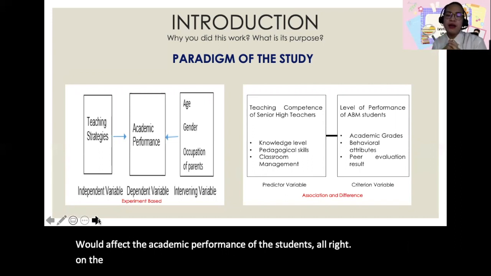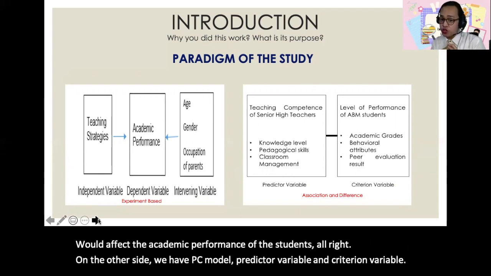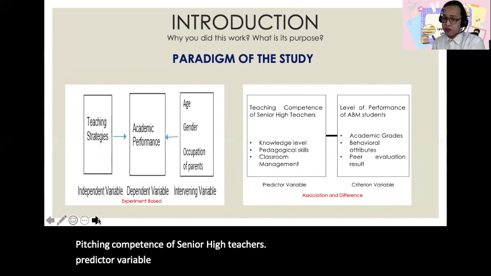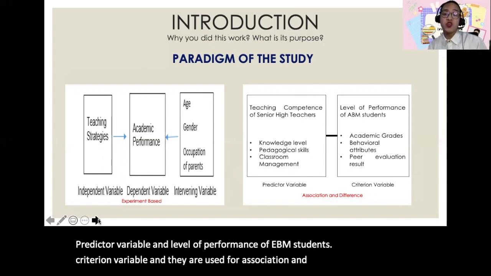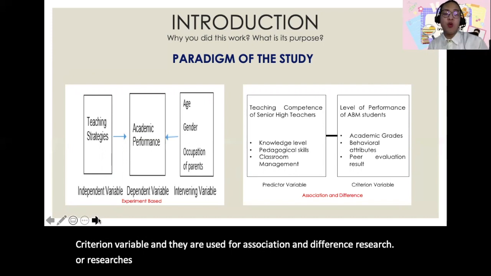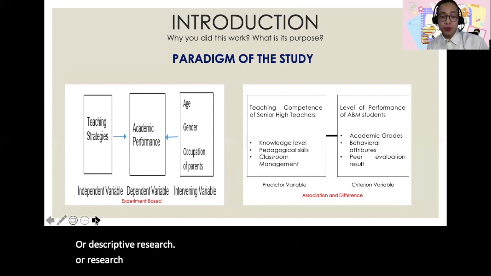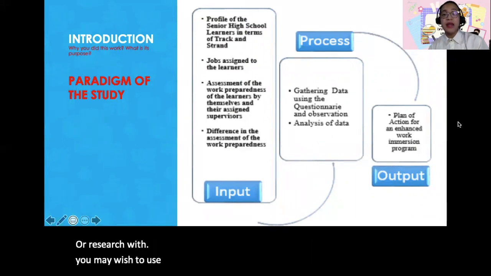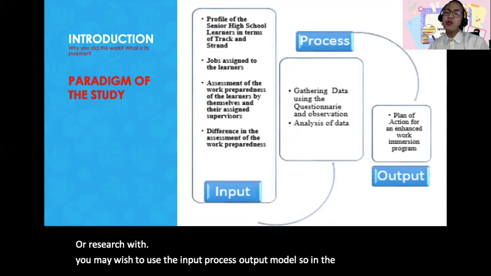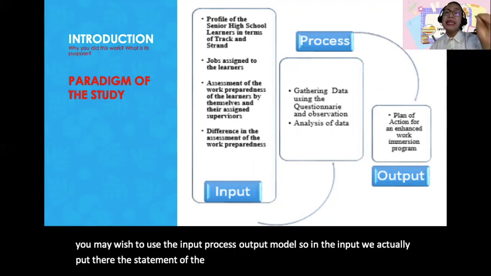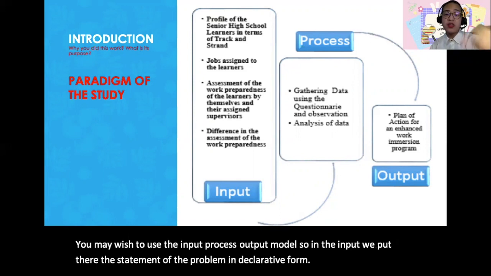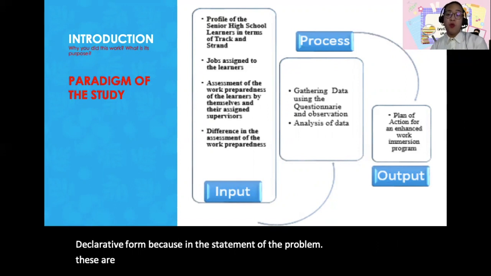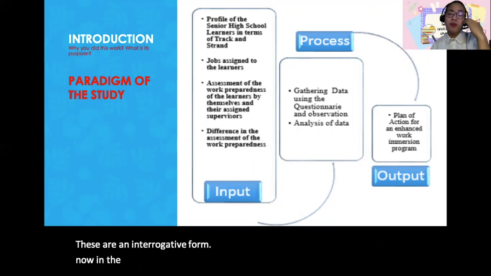On the other side, we have the PC model, predictor variable and criterion variable. Teaching competence of senior high teachers is the predictor variable, and level of performance of ABM students is the criterion variable. They are used for association and difference researches. All right. And lastly, for descriptive research or research with outputs, you may wish to use the input-process-output model. In the input, we actually put the statement of the problem in declarative form. Declarative form, because in the statement of the problem, these are in interrogative form. Now, in the input, they will be in declarative form.